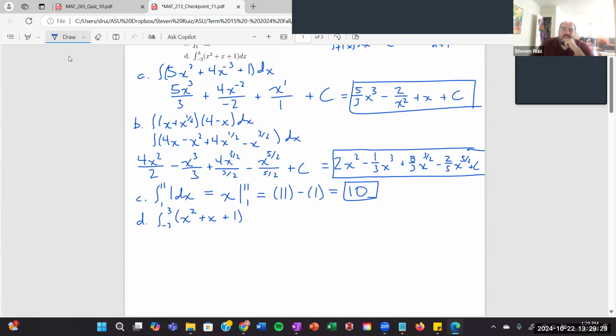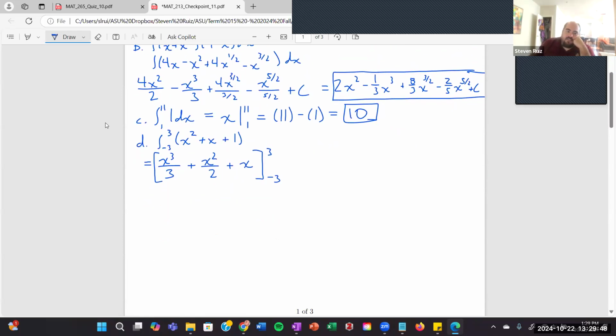So what is the antiderivative here? Again, they're all added together, so I'll go term by term. So that's x cubed over 3 plus x squared over 2 plus x. So now that I have found that antiderivative, I have to evaluate it at both these limits of integration. So let's go ahead and do that now. So this will be 3 cubed over 3 plus 3 squared over 2 plus 3 minus all this.